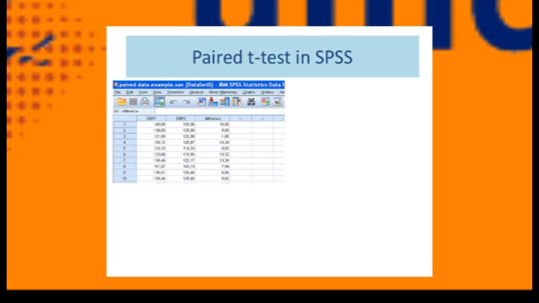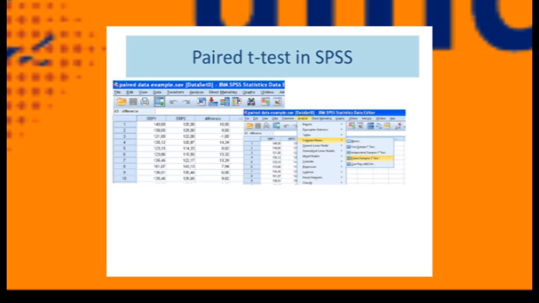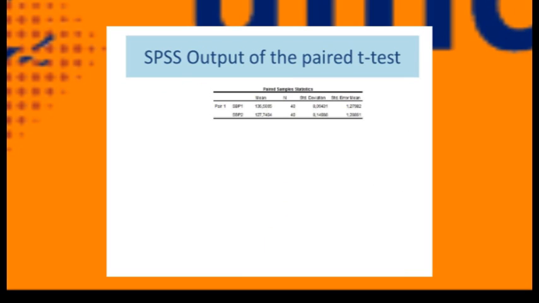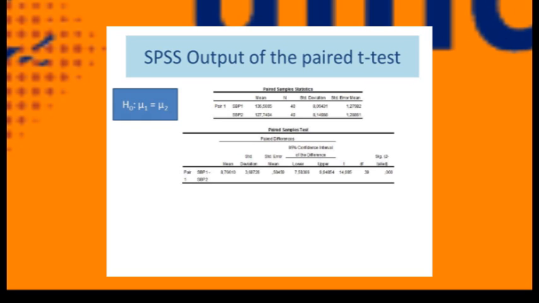To perform a paired t-test in SPSS, choose in the menu Analyze, Compare Means and Paired Samples t-test. In the next window, you have to combine the two related variables into a pair and click OK. In the SPSS output, you will find two tables. The first one will contain descriptive information on both variables. We want to test the null hypothesis that the mean of the first measurement is equal to the mean of the second measurement. The second table gives the result of the statistical test.